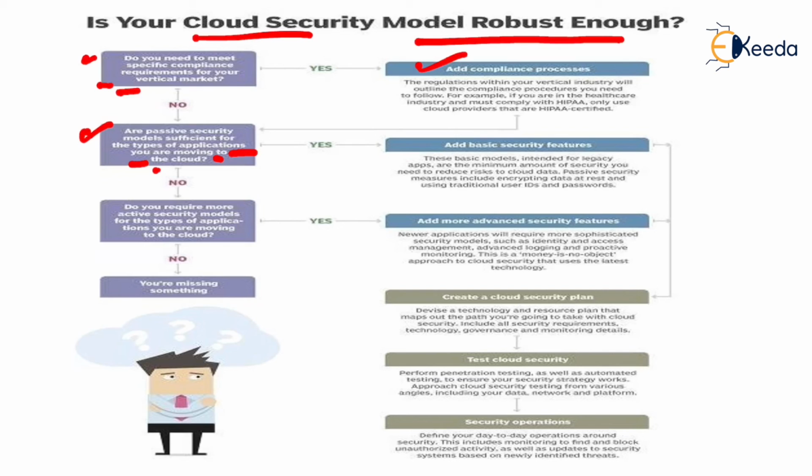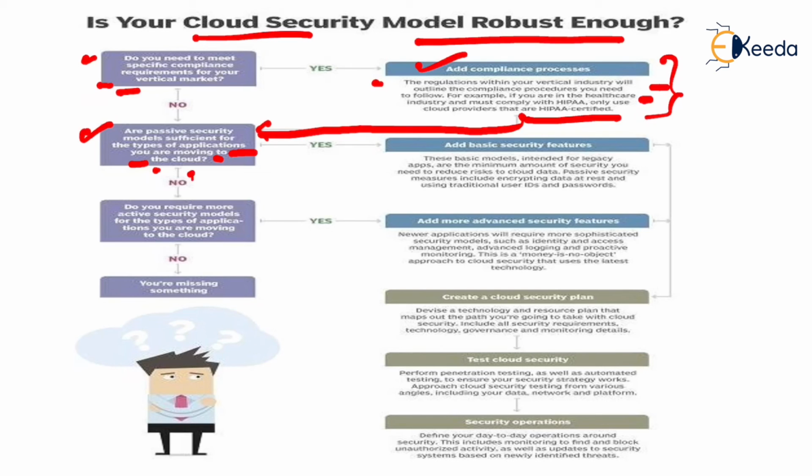Now, if this is yes, then by adding compliance process, the regulations within your vertical industry will outline the compliance procedures you need to follow. For example, if you are in the healthcare industry and must comply with HIPAA, only use cloud providers that are HIPAA certified. Then after this, you can come again to this process, that is passive security models.